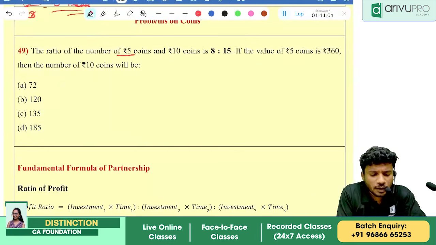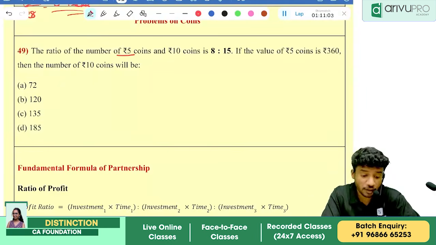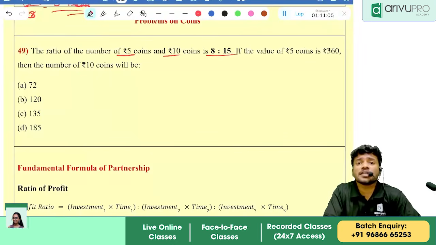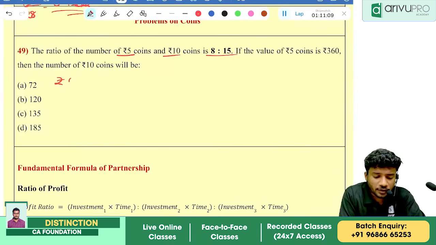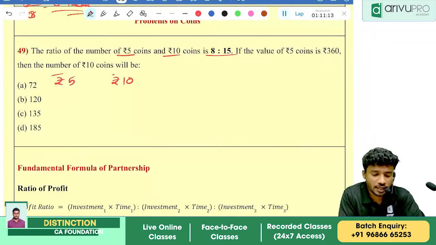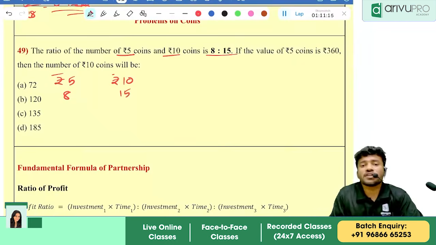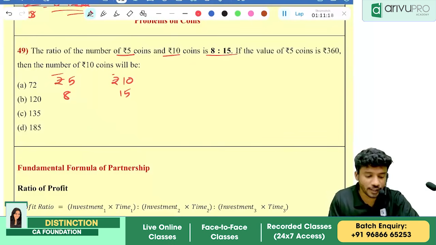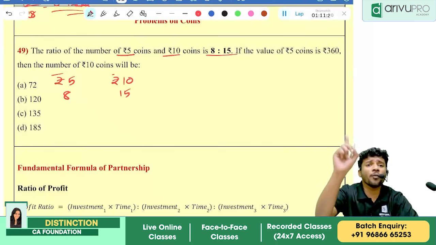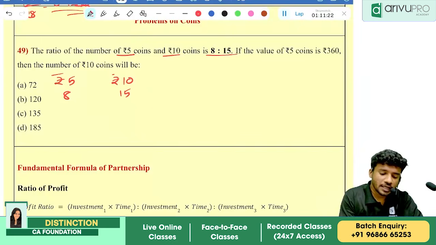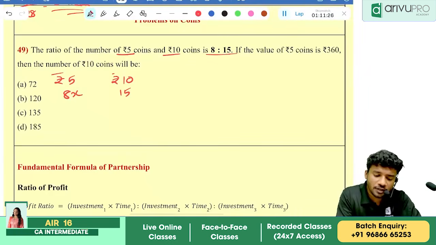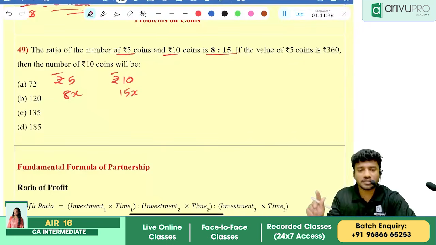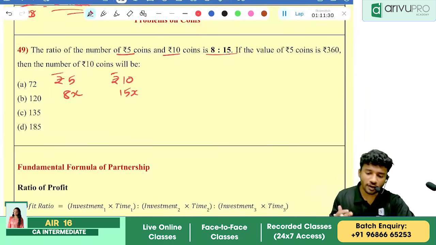The ratio of the number of 5 rupee coins and 10 rupee coins is 8:15. What all coins are there now? 5 rupee coins are there, then 10 rupee coins are there. The ratio of the numbers is 8:15. Now tell me how many 5 rupee coins are there? 8x 5 rupee coins are there. How many 10 rupee coins are there? 15x 10 rupee coins are there.